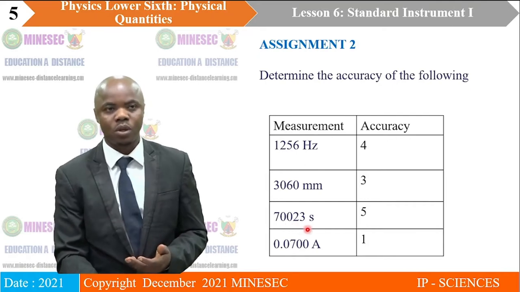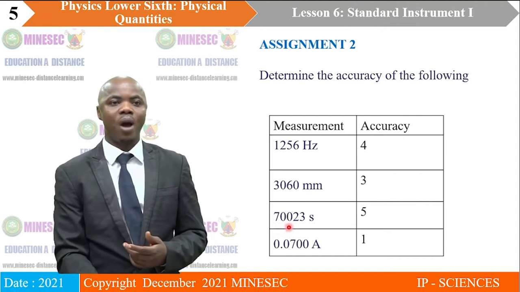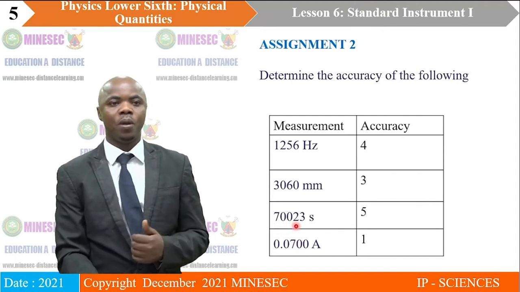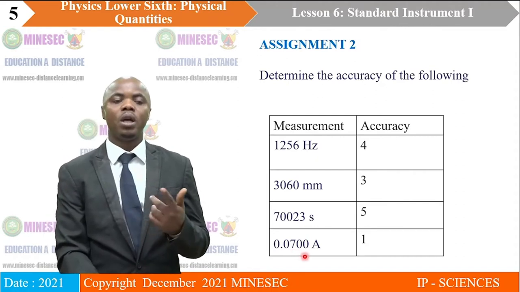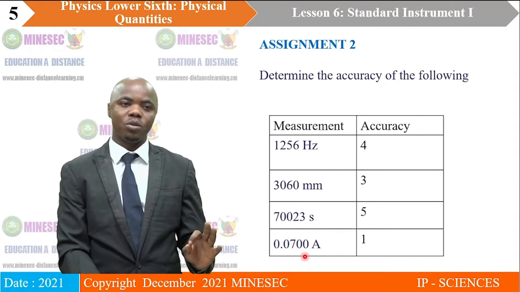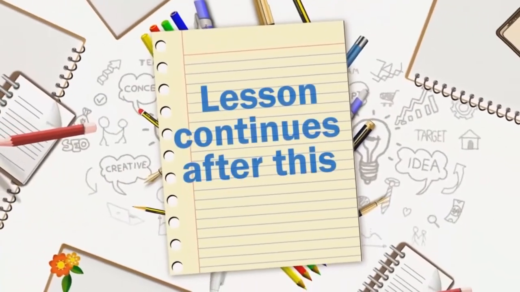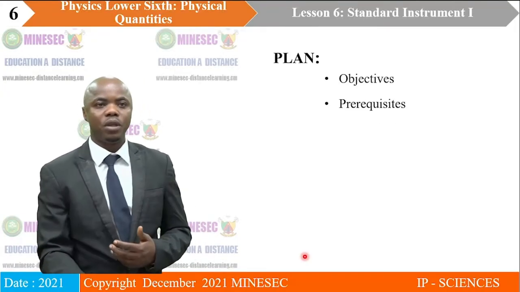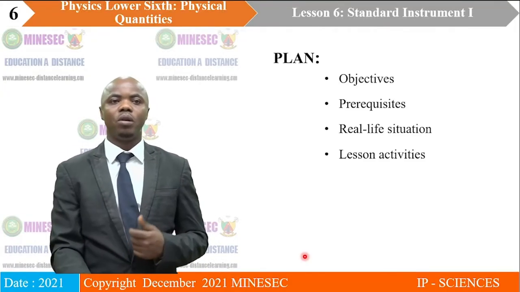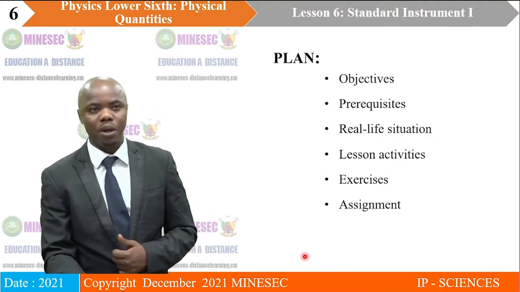70023 seconds. The two zeros in between are significant. Therefore, we have 5 significant figures. And 0.0700, the accuracy is 1, because all the other zeros are place values. They are not significant. So the accuracy there is 1. We start with the objectives, the prerequisites, real life situation, lesson activities, exercises, and assignment.